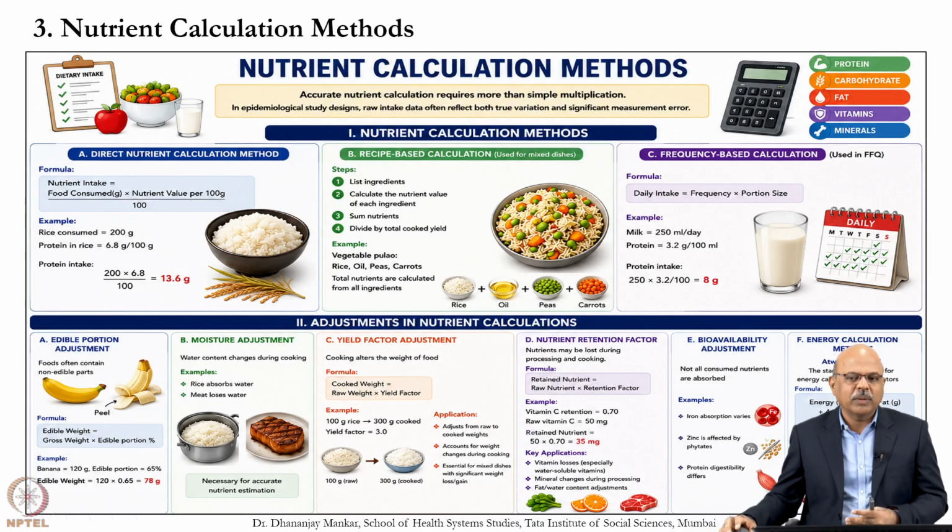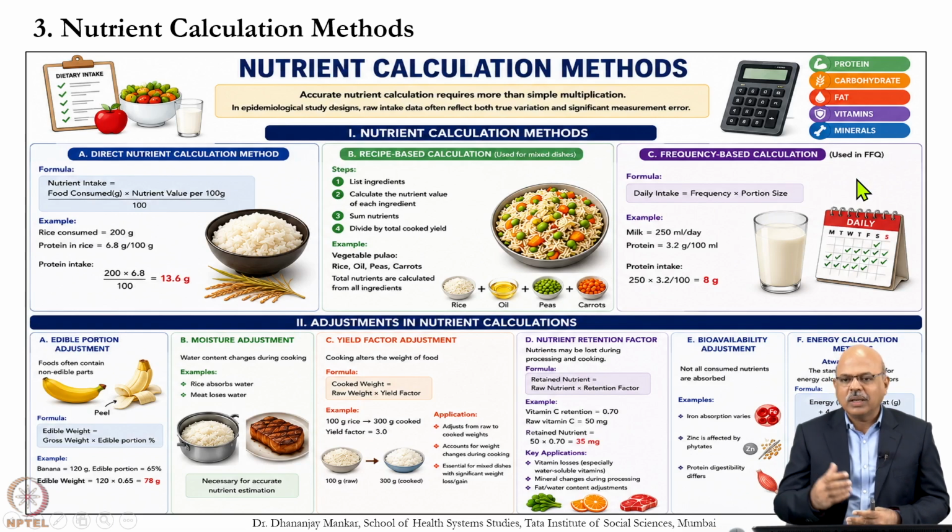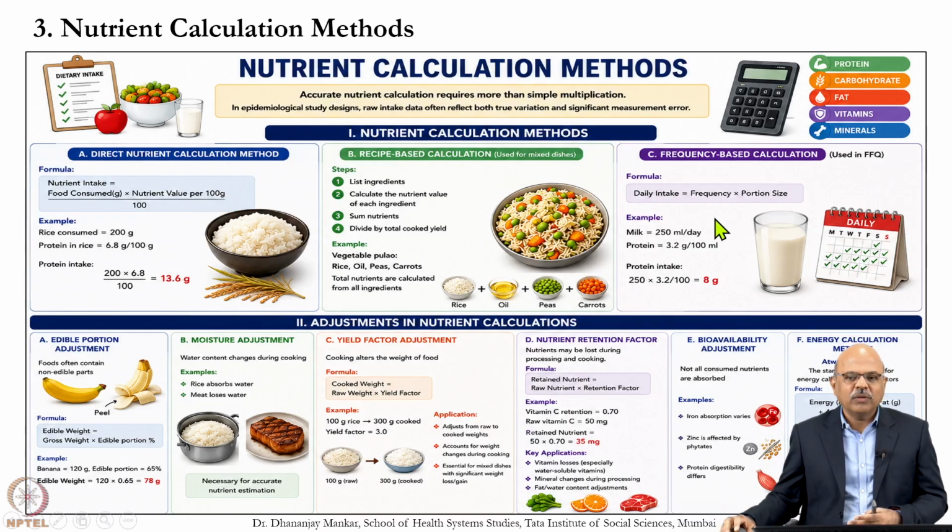Now you will have a frequency based calculation, usually done in FFQs. The formula is: daily intake, whether Monday, Tuesday, Wednesday, Thursday, is equal to frequency multiplied by portion size. An example is taking milk every day, say 250 ml of milk per day. The protein is 3.2 gram per 100 ml. So you calculate 250 ml per day multiplied by 3.2 divided by 100, and you get exactly 8 grams of protein for that particular day.